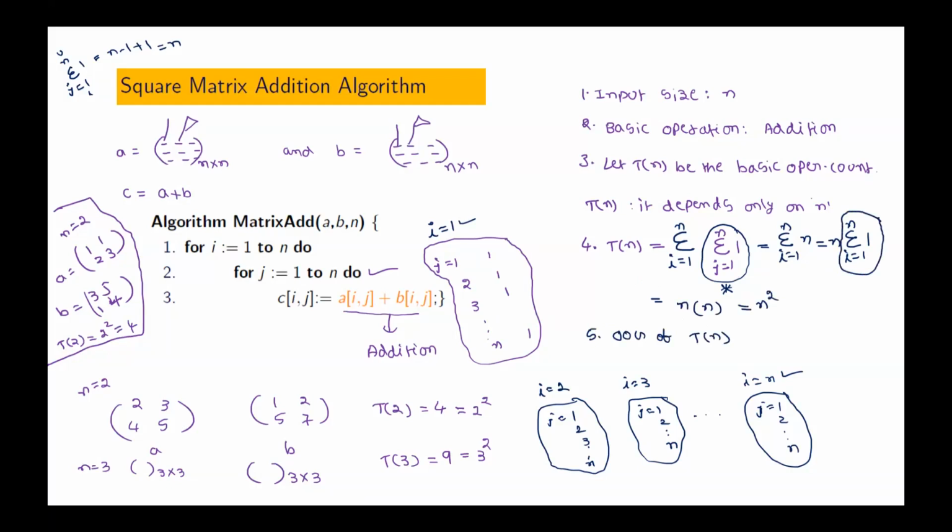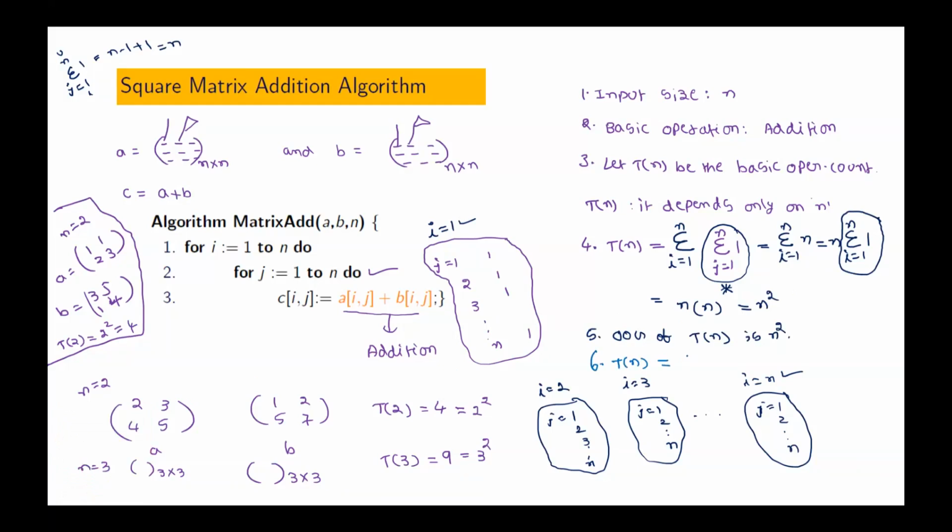What is the order of growth of T of n? N square. The order of growth of T of n is n square. Okay. Now the sixth step. What is the last step? Asymptotic notation. Now we need to represent T of n using some asymptotic notation.